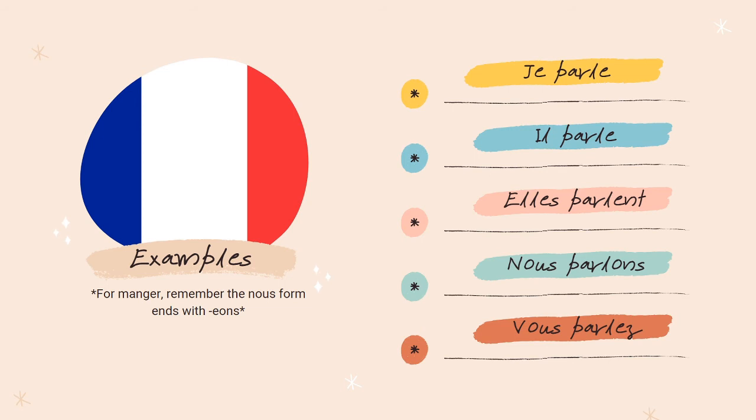And then finally, something else to remember is that I mentioned manger before in the list of common verbs, which means to eat. That's going to be one of the exceptions to this conjugating rule. For nous, there's a slight difference in that instead of an ONS, you want to add an EONS to the ending. So that's just something to consider.